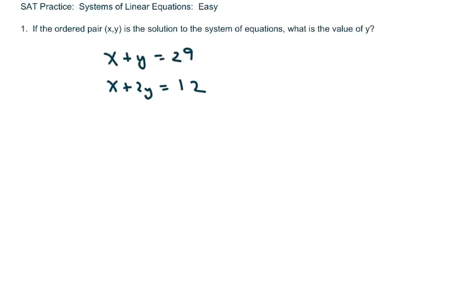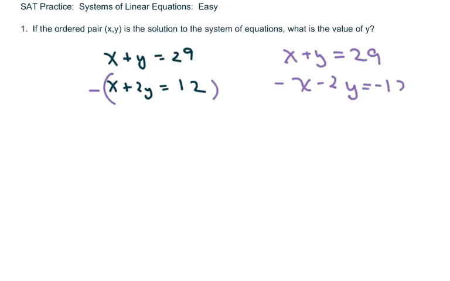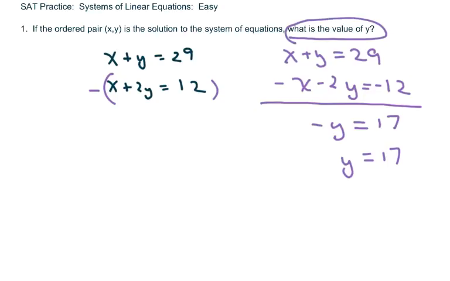So the first thing we notice here is that all I want to do is go ahead and negate this equation, and I'm going to rewrite it. So you get x plus y equals 29, and when I rewrite this, I get negative x minus 2y equals negative 12. And when you add this up, you're going to get negative y equals 17. So y equals 17. And that's all we had to do because they just want the value of y. Alright, so that's how I did that one.